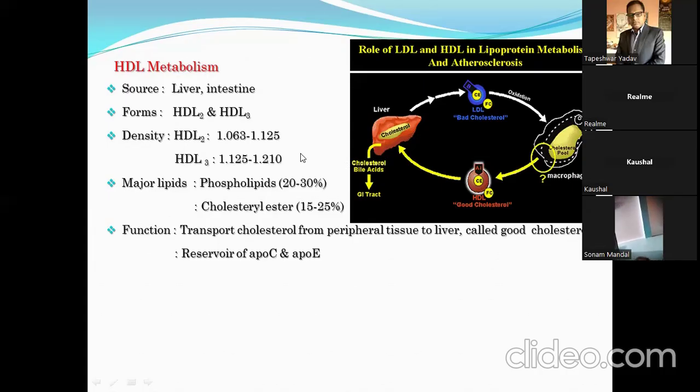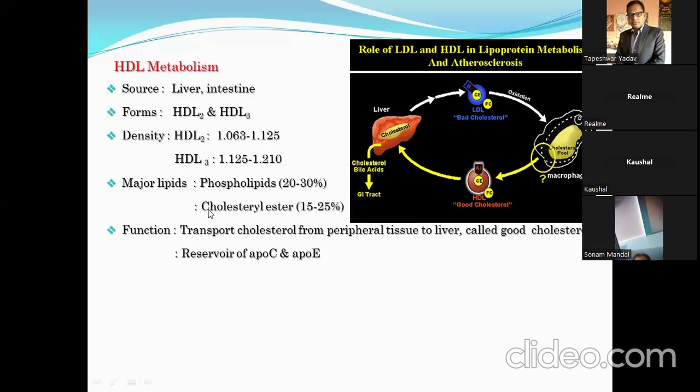And the major lipid you can see here is phospholipid, that is 20 to 30%. You'll get MCQs: what are the lipids present in HDL? So phospholipid and cholesterol esters. In LDL, there is only cholesterol. But in HDL, there is phospholipid and cholesterol, and cholesterol is a lesser amount, only about 15 to 25%.